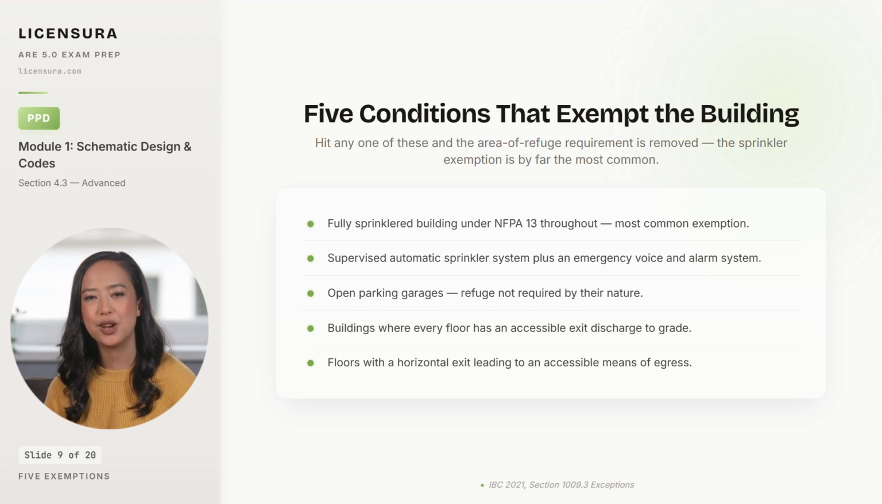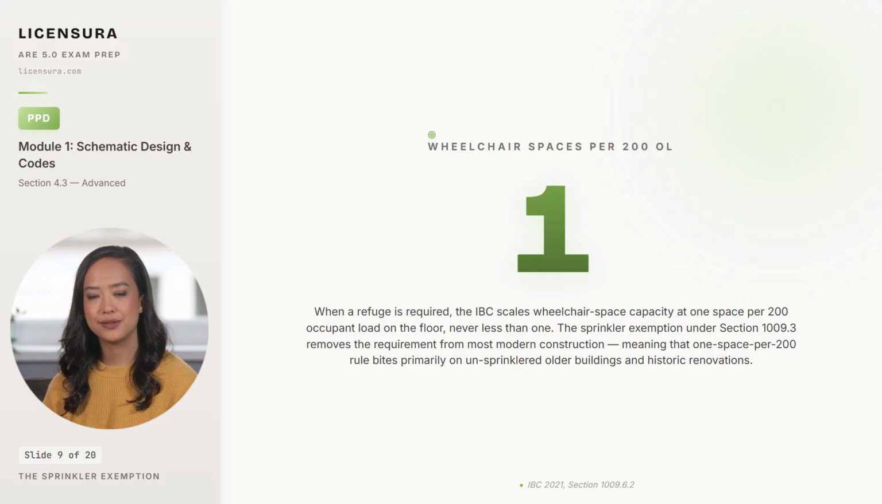The dominance of the sprinkler exemption is worth a single number. 1. That is the wheelchair space count per 200 occupant load on the floor, and it is the sizing rule that drops out of Section 1009.6.2 whenever a refuge is required at all. The number sounds small until you walk a hospital floor and realize that a 120-bed unit with visitors and staff cranks out an occupant load well over 400, which means at least 2 wheelchair spaces per floor, every floor.